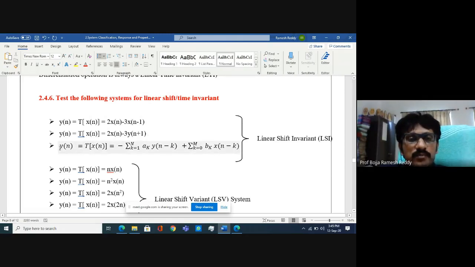Next, the third example is y of n is equal to the transformation of input is equal to, this is one important relation. Here it includes the present output. This is the present output.